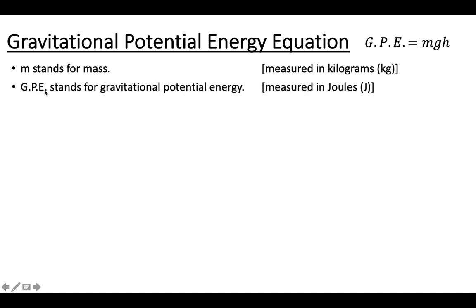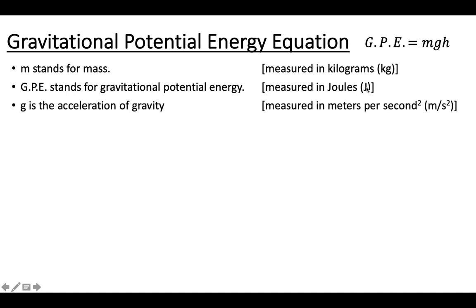M stands for mass, and as always, we measure mass in kilograms. We abbreviate that with a kg, because who likes to write kilograms a bunch of times? Not me. GPE stands for gravitational potential energy. Just like all kinds of energy, it's measured in joules. All energy is measured in joules, including gravitational potential energy. And we abbreviate joules with a J.